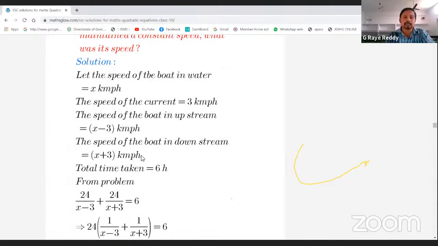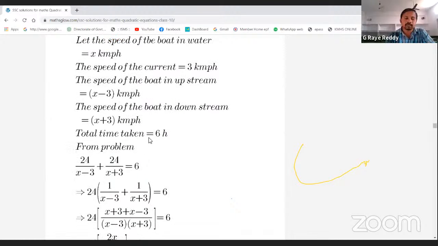As well, we have to find the speed of the boat in downstream. That is x plus 3. In downstream, we add boat speed and current stream speed, so that is x plus 3 kilometers per hour. Total time taken is 6 hours. Total upstream and downstream, the boat is taking 6 hours.